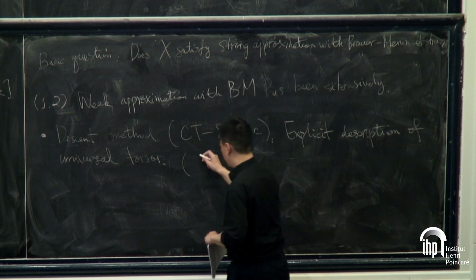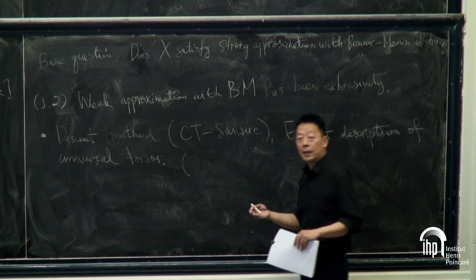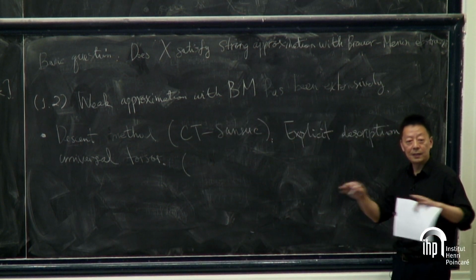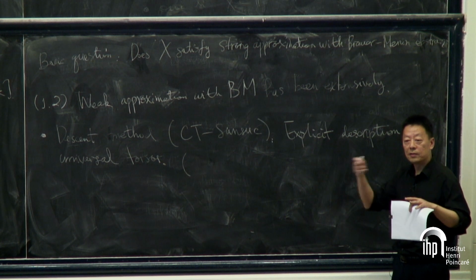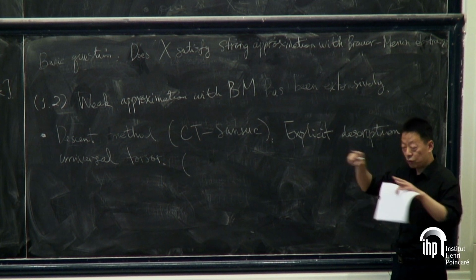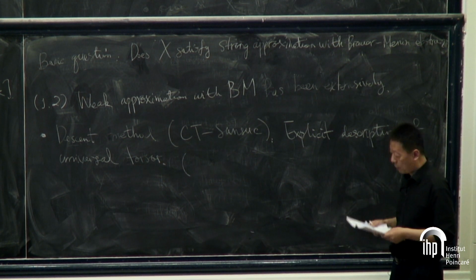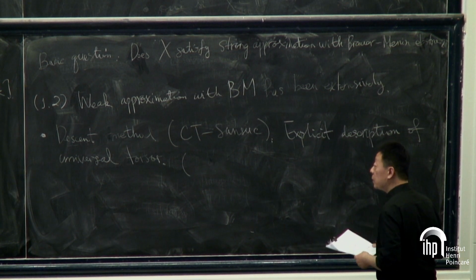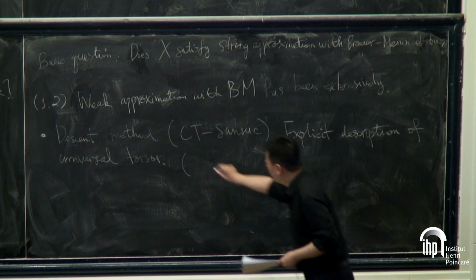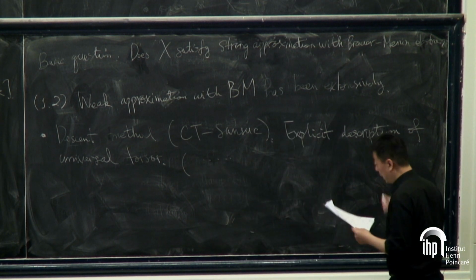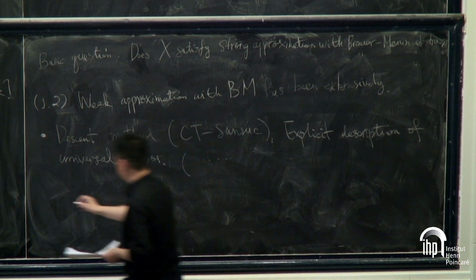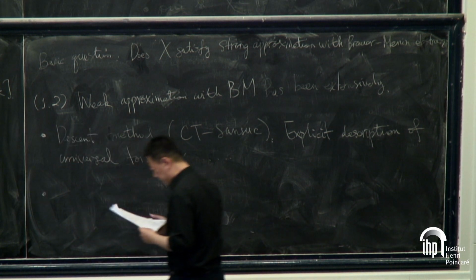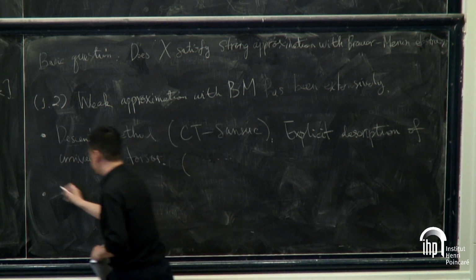Also with some circle method, you can write down this equation. You can try using the circle method to prove the universal torsor satisfies weak approximation. Then you get that your variety satisfies weak approximation. Many people work on this; I cannot list all of them. And another method is the fibration method.